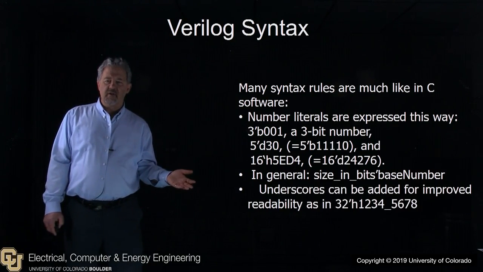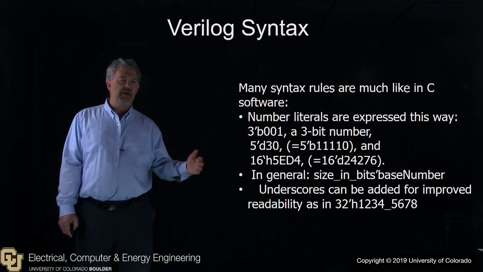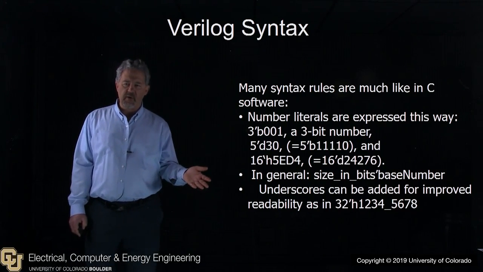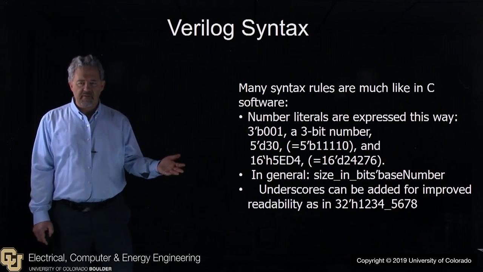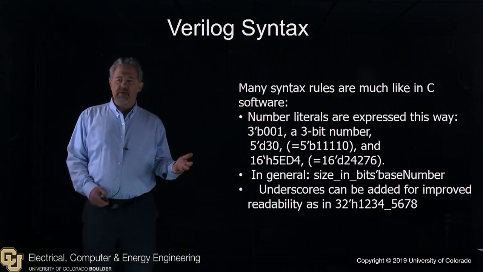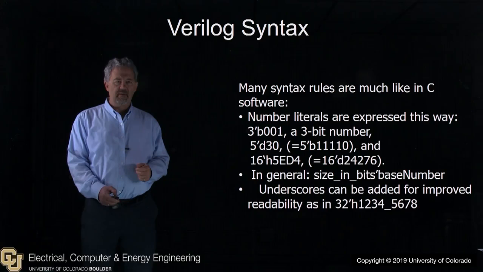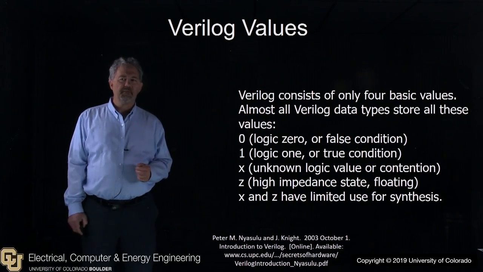You can add an underscore within the number for improved readability to separate out sections of the number. But the underscore gets ignored when it's actually being synthesized or simulated, so it doesn't have any effect on the number at all. But it is convenient and helpful in trying to make the number more clear.